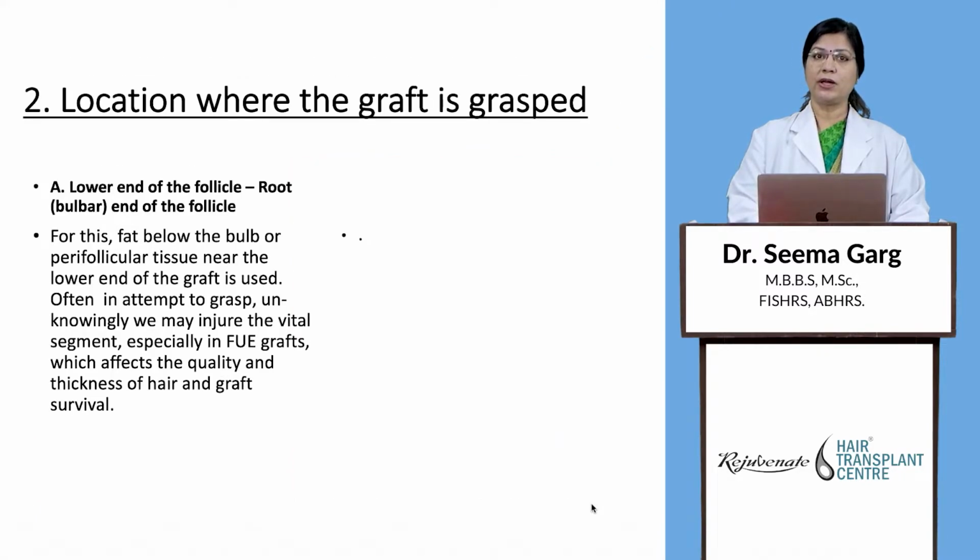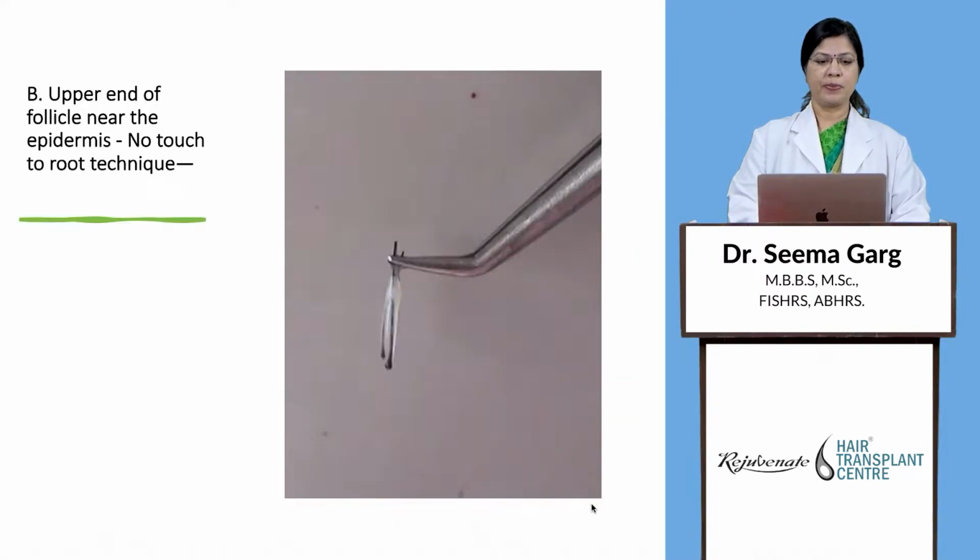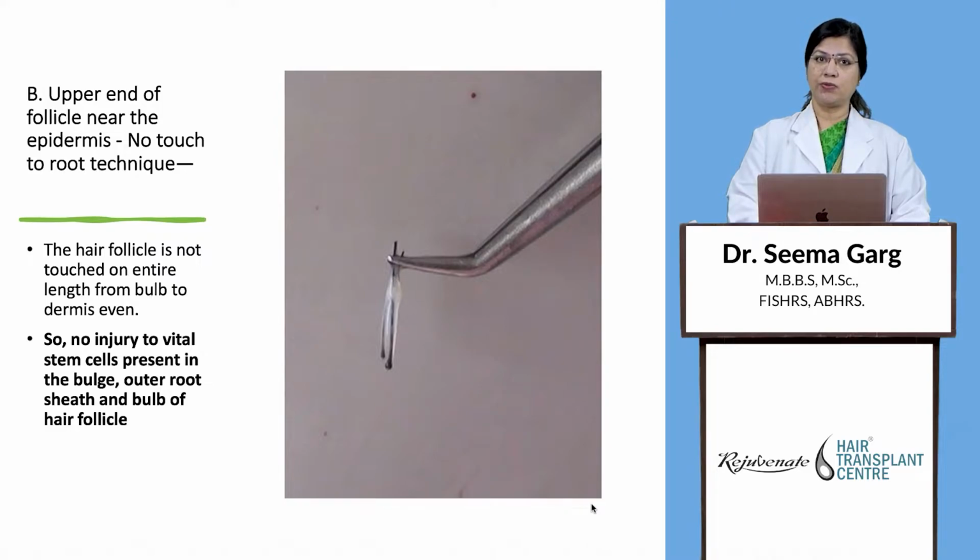Now location from where the graft is grasped, from the lower end or the root end, and for this the tissue below the bulb or the perifollicular tissue near the lower end of the graft is used, and often in attempt to do so we may injure the vital segment, especially in FUE grafts. If grafts are grasped from the upper end, this is known as no touch to root technique. So the hair follicle is not touched on entire length from bulb to dermis even, and so no injury to the vital stem cells present in the bulge, outer root sheath or bulb of the hair follicle.